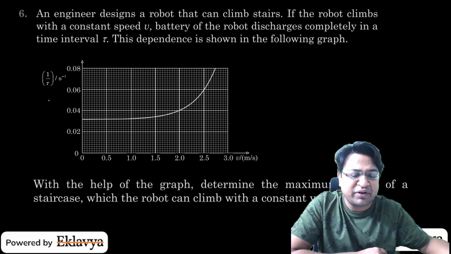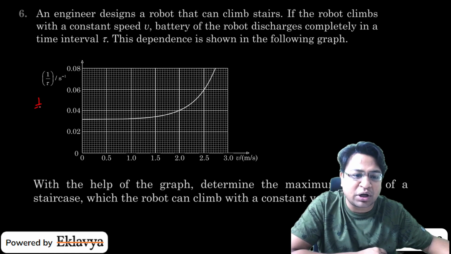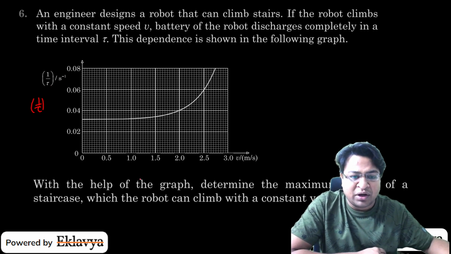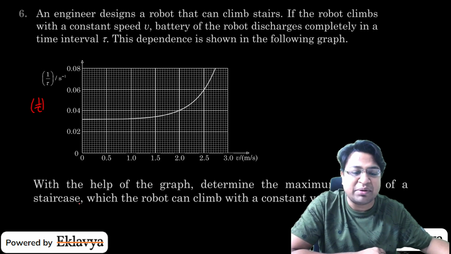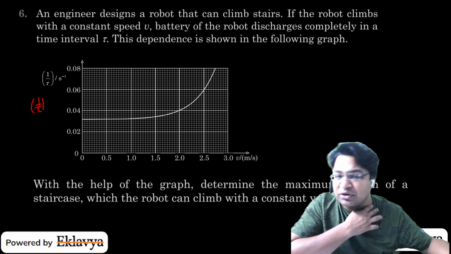So in this graph, we have been given the relationship between 1 upon tau and velocity. Now notice that on the y-axis, we are using 1 upon tau and not tau. Now with the help of the graph, determine the maximum length of the staircase which the robot can climb with a constant velocity. All right, guys. Now let's try to understand one thing first.